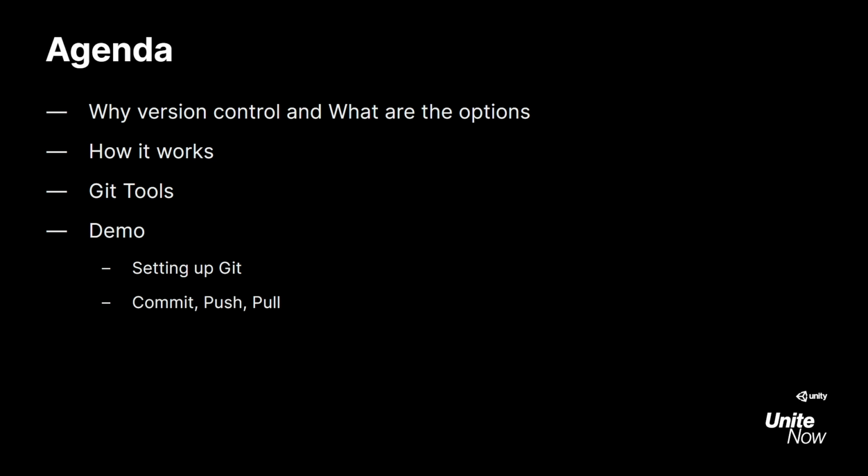First, we are going to talk about why we need version control and what are the options. Then we will focus on Git by explaining how it works. Next, we will mention the different tools that could be used with Git. And then we will dive into the demo, where we are going to start with setting up Git for a Unity project, go through Git actions like commit, push, and pull.